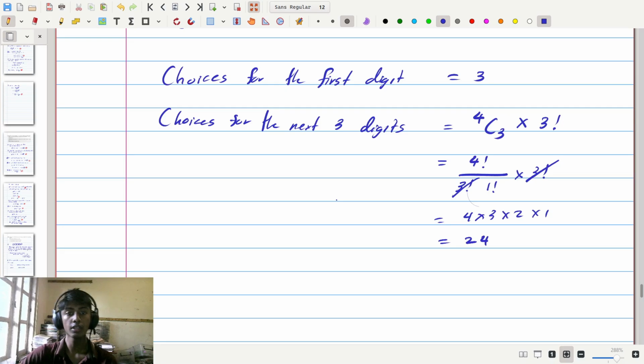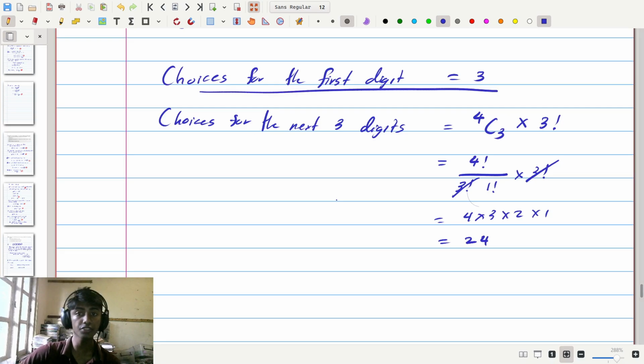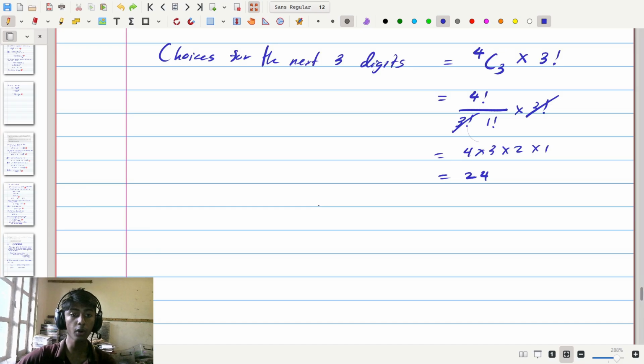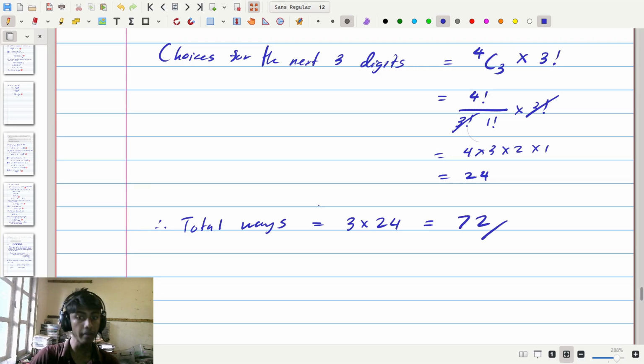And therefore, the number of choices for the last 3 digits is 24, and the number of choices for the first digit is 3, and therefore, total choices, or we can say total ways, is equal to 3 times 24, which is equal to 72. And therefore, the total number of combinations for case 1 is equal to 72.